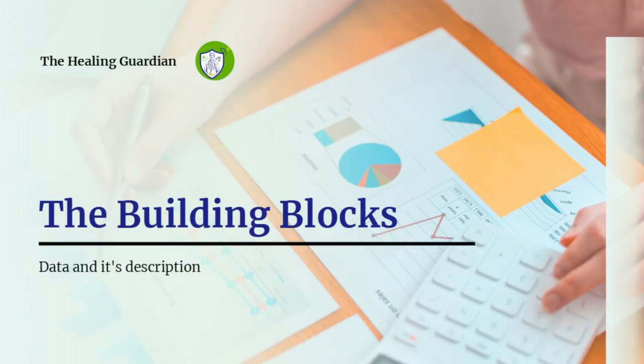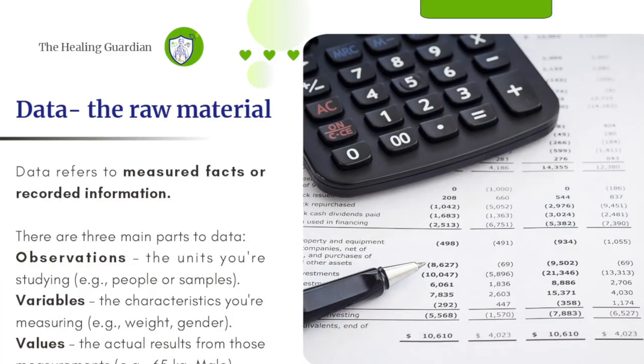To start with, we start with the building blocks because in biostatistics we are dealing with data. So understanding data is a prerequisite to understanding biostatistics. Data refers to measured facts or recorded information. Whenever we go out conducting a research, especially medical research, we are collecting data. This data, we can divide it into three parts. We talk of observations. Those are the sample or population. You may record down the people you have interviewed. That is data, that is observations.